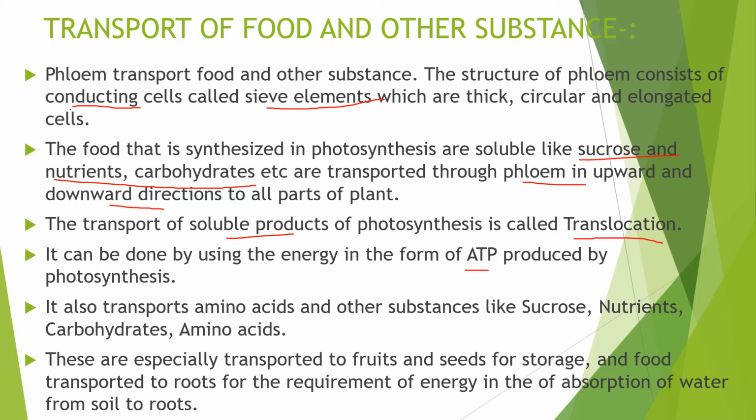Okay, now it also transports amino acids and other substances. We have seen sucrose, nutrients, carbohydrates, and amino acids as well. So these are all transported by the phloem. Phloem especially transports to fruit and seed for storage, and food is transported through the roots for the requirement of energy in the absorption of water from soil to roots.